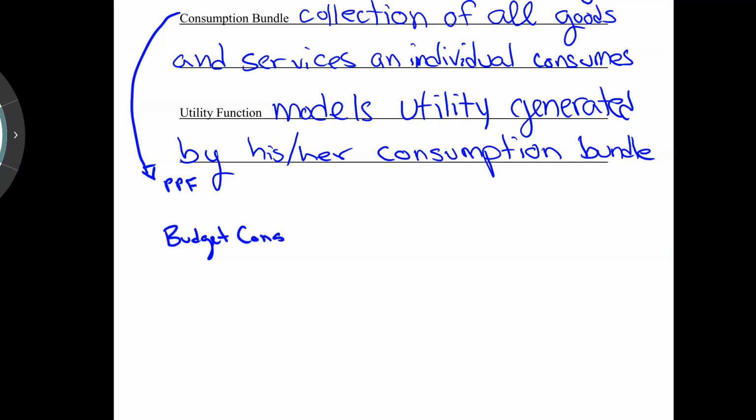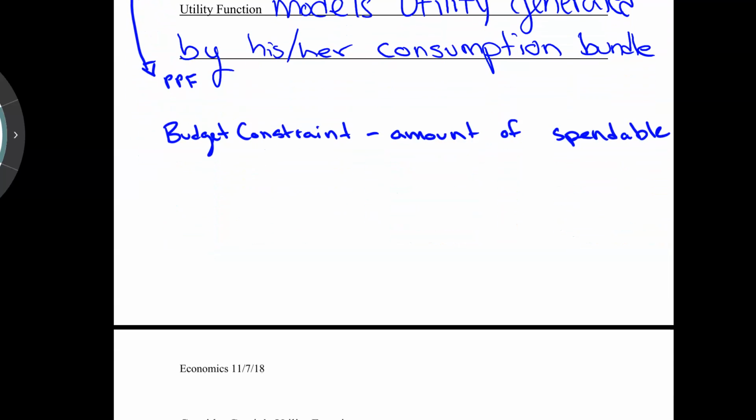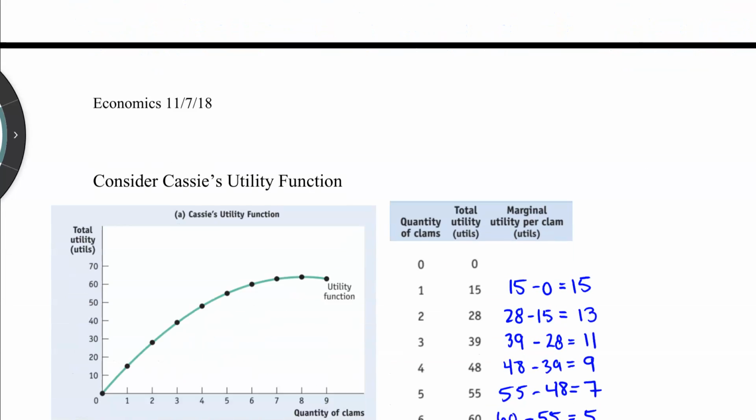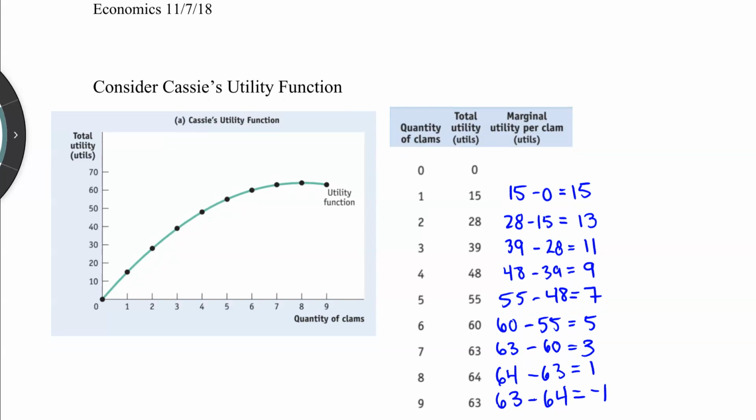Our budget constraint is going to be the amount of money we can spend. So amount of spendable money. All right, we're going to assume that we're spending that full amount when we make our models. So I'm going to zoom in a bit, and then we'll talk about the next part. So we're going to construct utility functions.